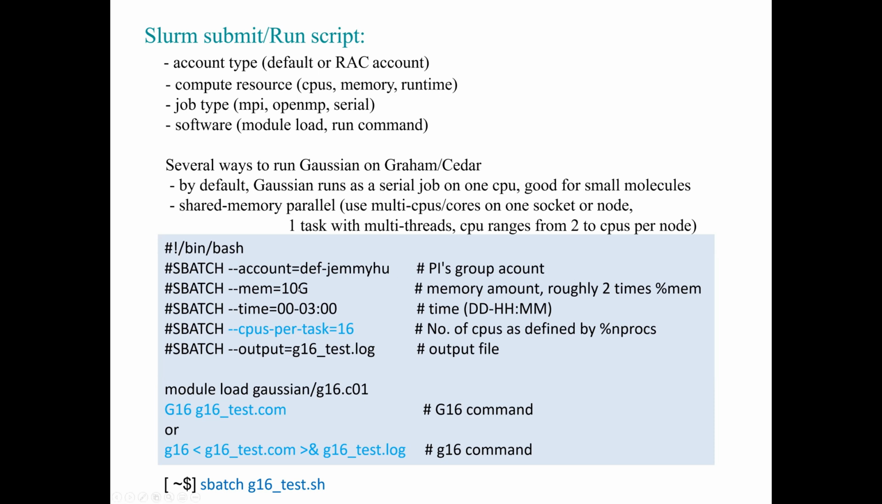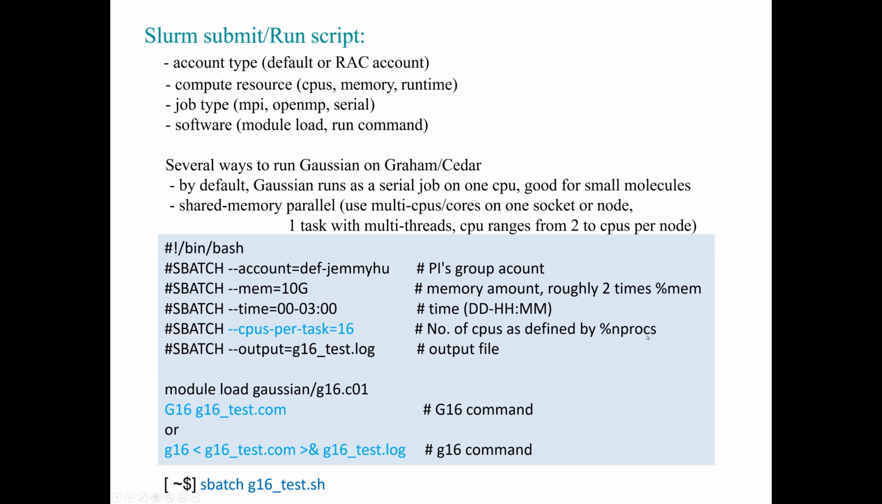So in the normal case, it is roughly double the size of the memory specified in your input file. And then the other one is you need to make it match. Whatever you used here should be exactly the same as what you used in your input file, if you specified the number of processes to be used. Gaussian will use whatever you used in the input file.